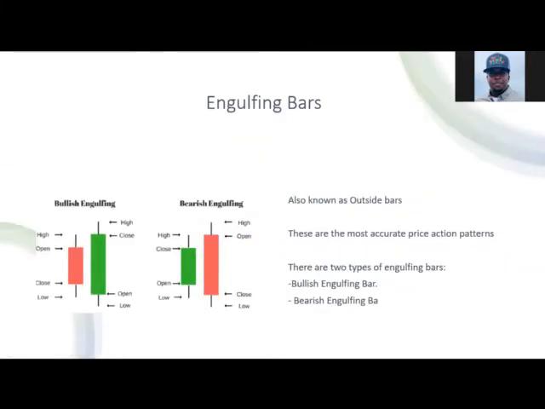Let's talk about our engulfing bars or the engulfing candles, also known as outside bars. These are the most accurate price action patterns. There are two types of engulfing bars. You have the bullish and you have the bearish. Bullish and bearish engulfing bar.